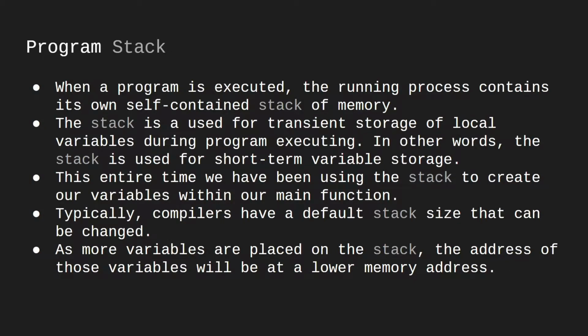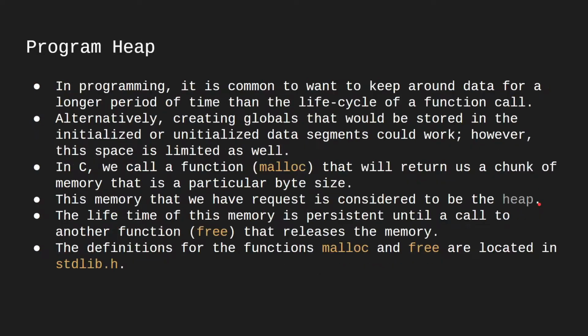I think this goes without saying, as more variables are placed on the stack, the addresses of those variables will be in a lower memory address range, as we saw in the last slide. So it grows downward. As the number of variables we use increases, it will start taking downward towards the lower memory address range. Okay, program heap.